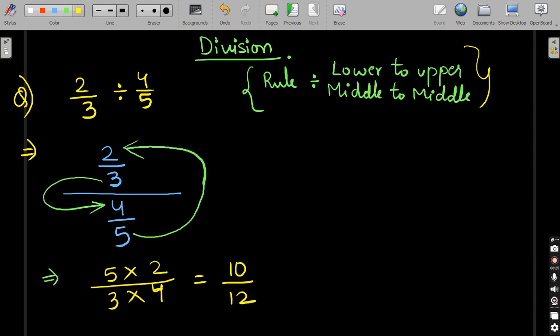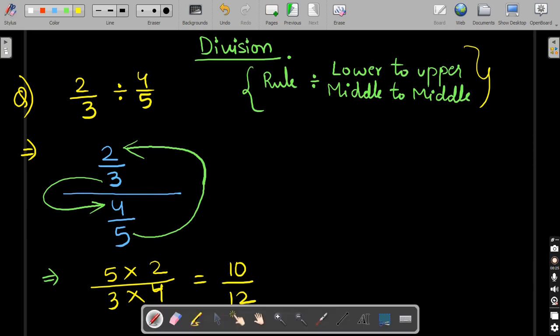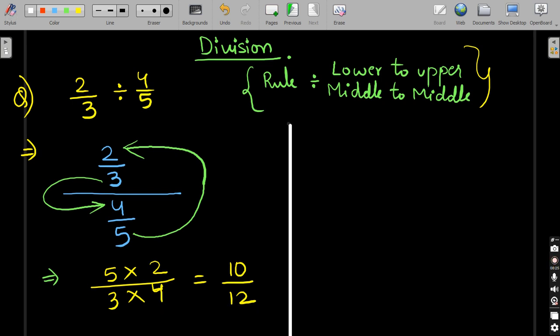Okay. Now, dear student, we will leave this number as it is? No, we will never leave this number. Why we will not leave this number? Because this number is in equivalent form. We can further simplify it. Correct, student? 10 by 12 I got. We can further simplify. How we are simplifying, dear student?